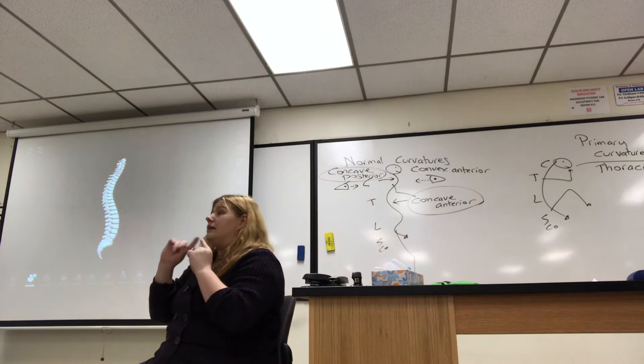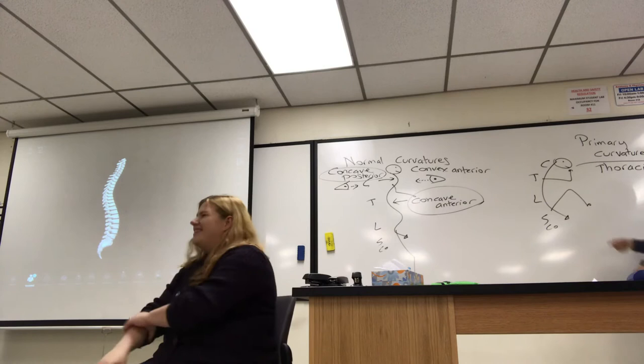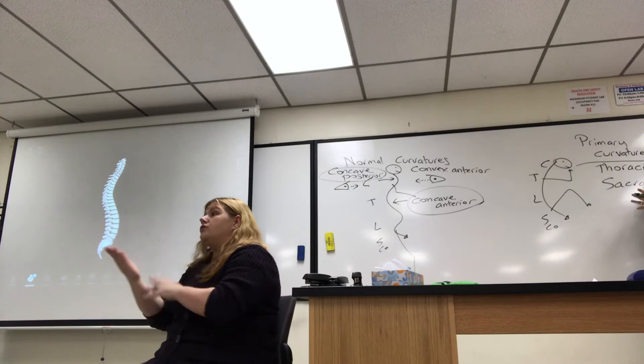Well, the other curvature that remains in adulthood that has that concave anterior is the sacrum coccyx thing. So the sacral region, basically. So these are the primary curvatures, thoracic and sacral regions, and they're basically concave anterior, right?